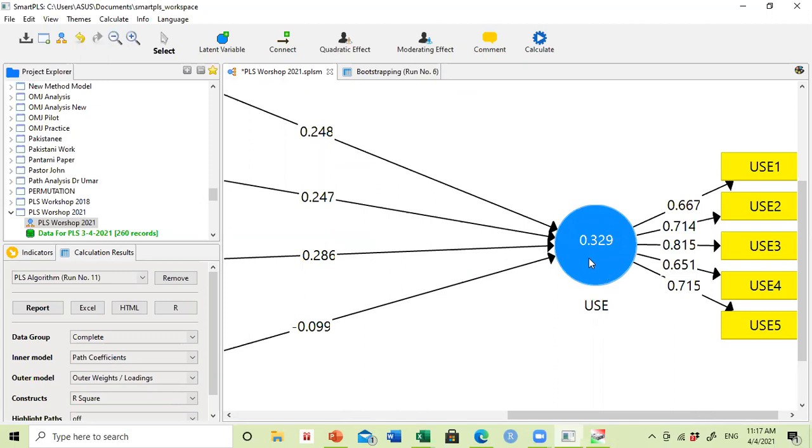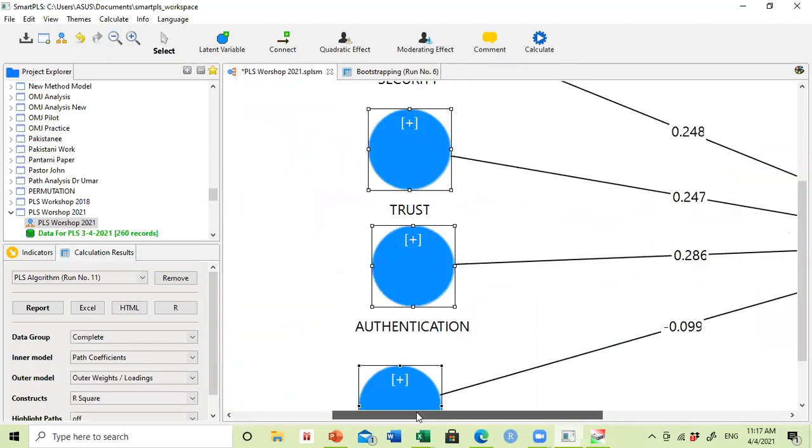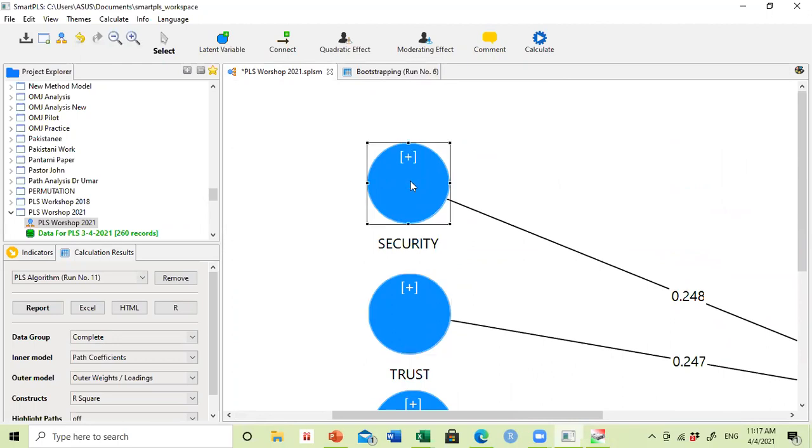This number is called R square. Depending on what you put here, you construct, you say R square, you click R square, then this one will come. Because you don't have any construct attached to security, that is why you will not see R square here. Because R square is the contribution of construct to another construct.